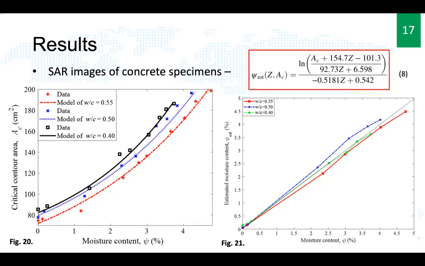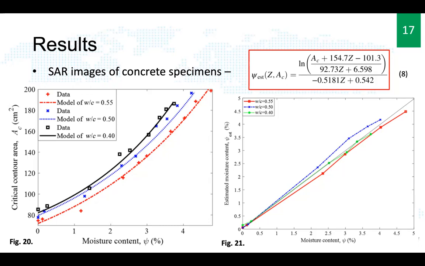Now, after comparing the performance of these 2 parameters extracted from a SAR image of concrete specimens, we found that the critical contour area showed superior performance over the integrated SAR amplitude. A mathematical model was developed as shown in equation 8 on this slide. Now, figure 20 shows the experimental result by comparing the model and the data. This result was obtained by using curve fitting. And the performance of equation 8 was shown in figure 21.